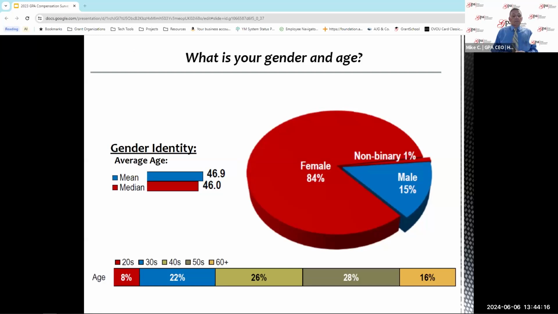In terms of gender, the large majority of grant professionals reporting to our survey are female, with 15% male and 1% non-binary. Essentially, this data is unchanged from 2022. And then you can see the breakdown in terms of brackets of age here, with 8% in their 20s, 22% in their 30s, 26% in their 40s, 28% in their 50s, and 16% in their 60s. So again, the good news for us is that we seem to be well distributed across the 30s, 40s, and 50s, but we will continue to watch that in terms of workforce development and finding the future grant professionals to help support the field.